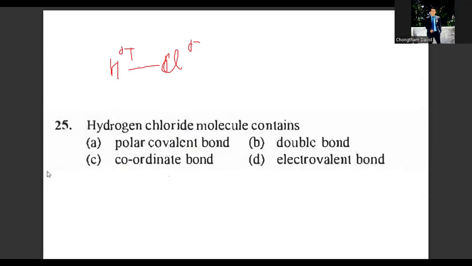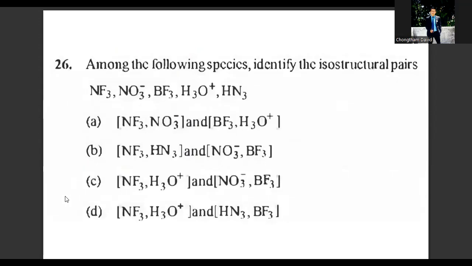Moving on to question number 26. Among the following species, identify the isostructural pairs. So the hybridization in NF3 and hydronium is sp3 and they have a pyramidal structure. The hybridization in nitrate and BF3 will be sp2 and they have a trigonal planar structure. So 26 would be NF3 and H3O plus, and nitrate and BF3.